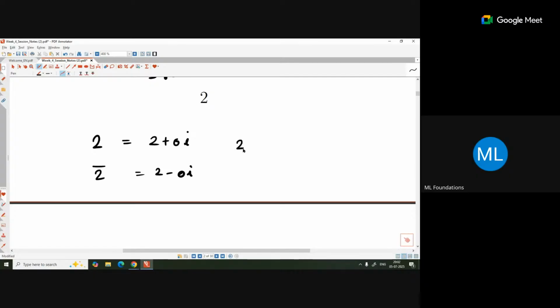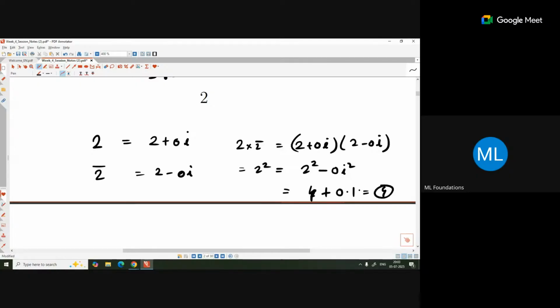Now if I multiply 2 by its complex conjugate, it is 2 plus 0i into 2 minus 0i, and basically it is 2 square, which is 4, minus 0 i square, but again it is 0 times minus 1, so it is like 4 plus 0 times 1. But 0 times 1 is 0, so it is 4. That is why in reals you will get it like this. But if you have complex numbers, so let's say only i is there, then here the answer will become like this.